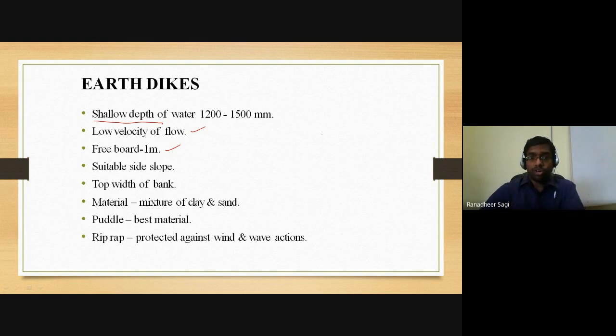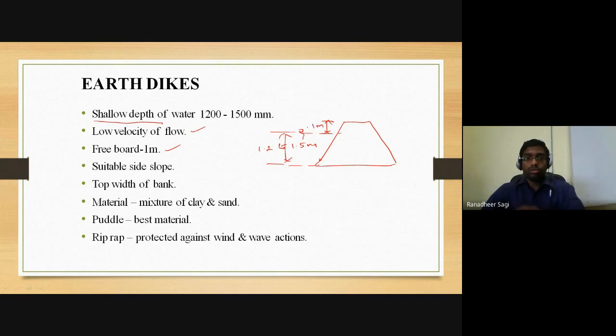What is meant by freeboard? Let's say I am looking at my earth dike, the earthen embankment. The water flow would generally be somewhere between 1.2 to 1.5 meters, and this is what we call freeboard. So with respect to the maximum flood level, the top of your embankment should have at least 1 meter height. That is what we call your freeboard.